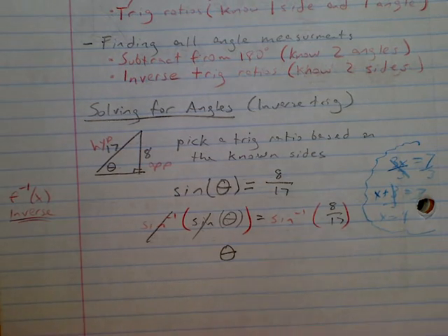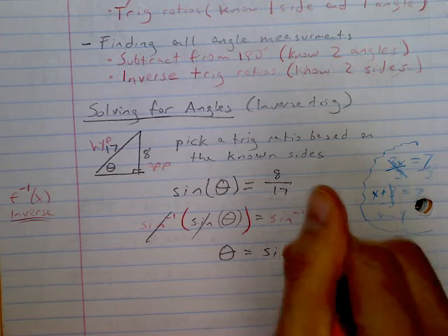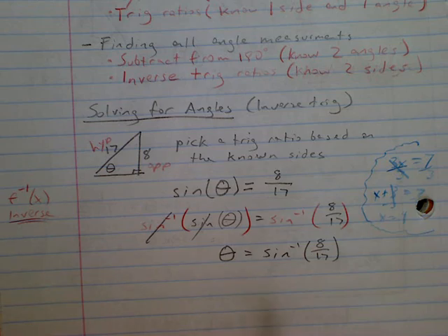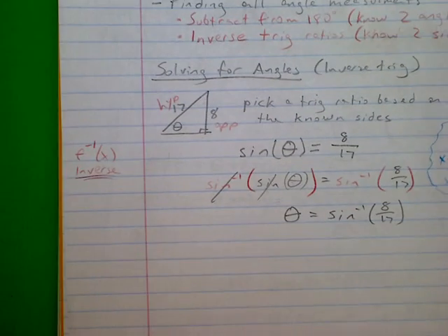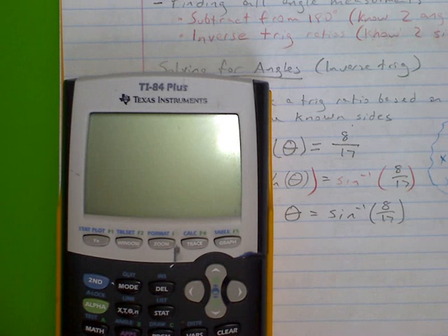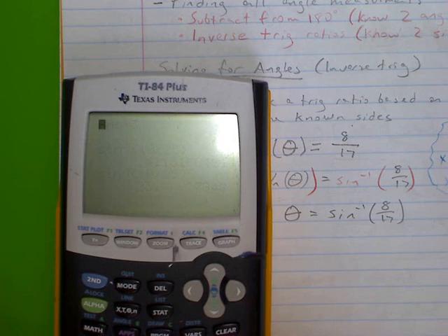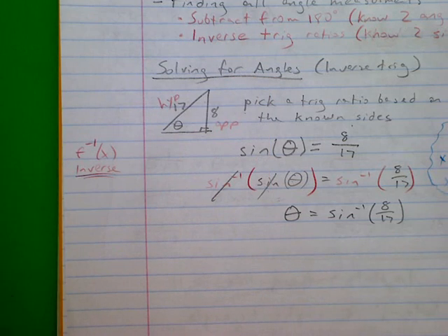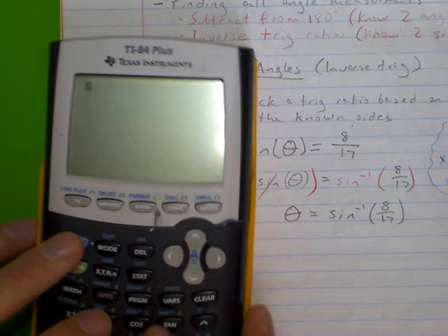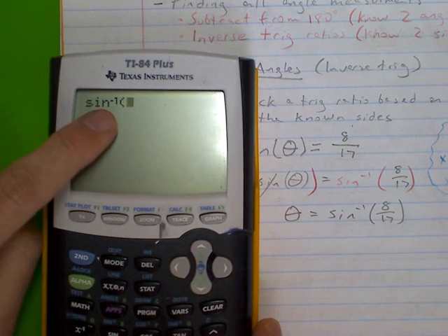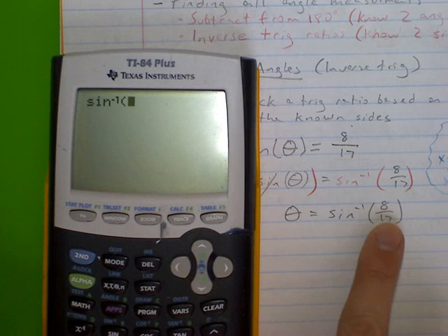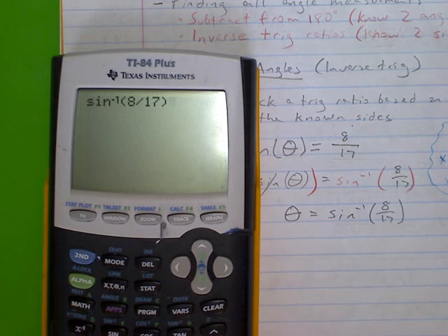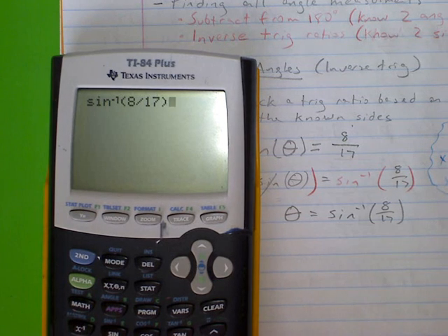And then on the other side, you have this thing. And what do you do with this thing? Yeah, plug it into your calculator and try to get an answer. Okay. So I'm going to do sine. But I'm going to do second sine. That's the sine inverse. So there's my -1. And in parentheses, I'm going to put this fraction, 8/17. And then I'm going to press enter and let the calculator do the hard work.